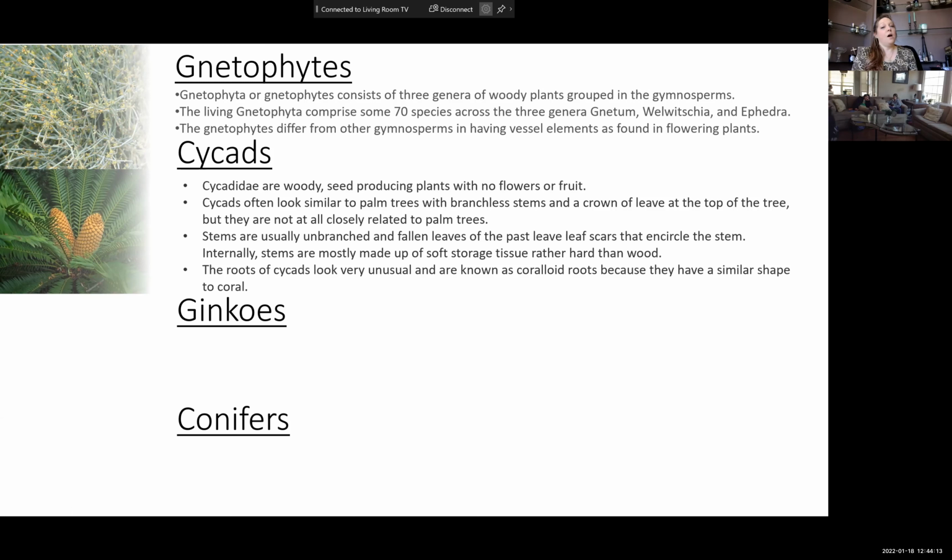Stems are usually unbranched, and fallen leaves of the past leave leaf scars that encircle the stem. That's a sentence for you.